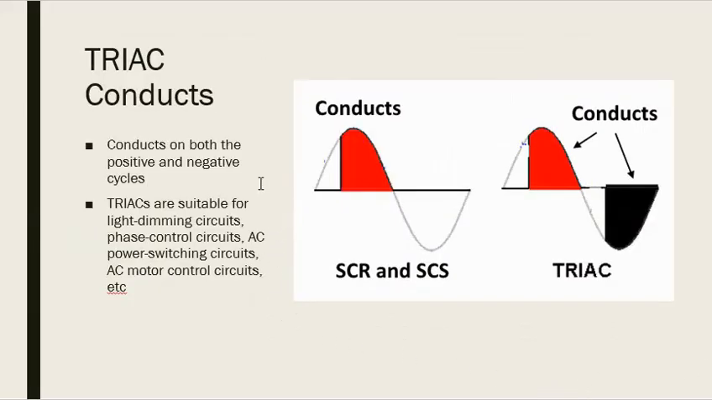A TRIAC conducts on both the positive and negative cycle. What we see here is that an SCR and SCS just basically conduct on the positive cycle. Over here, a TRIAC conducts on the positive cycle and on the negative cycle. And we can put control circuits in so that we can control how long it turns on. So TRIACs are suitable for light dimming circuits, phase control circuits, AC power switching circuits, AC motor control systems, etc.